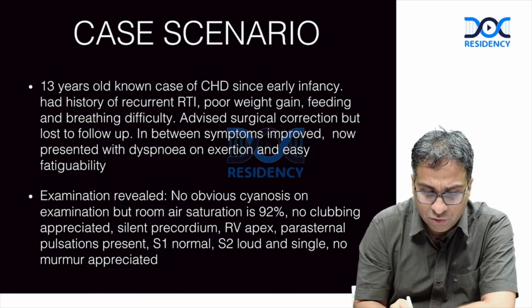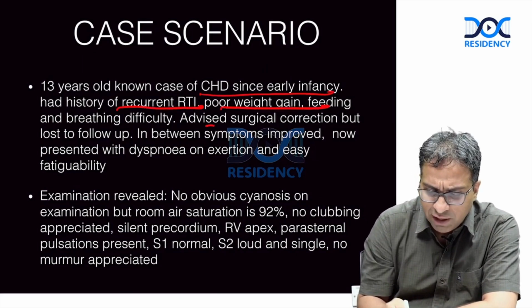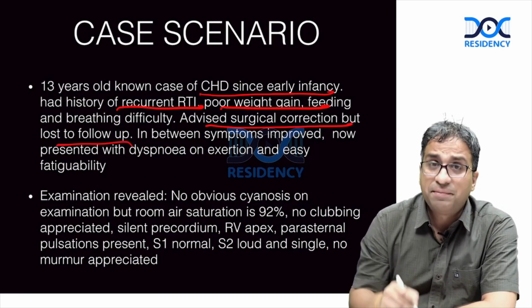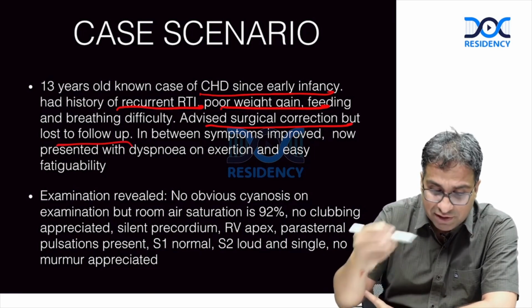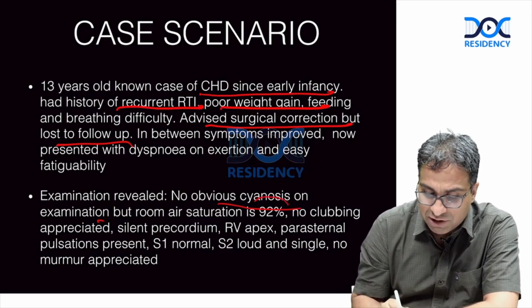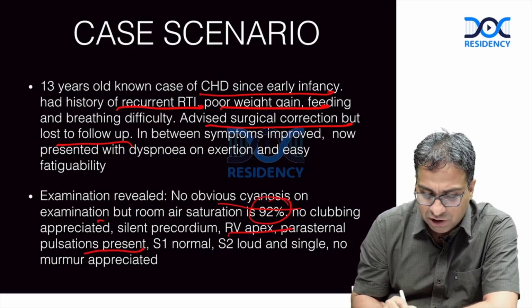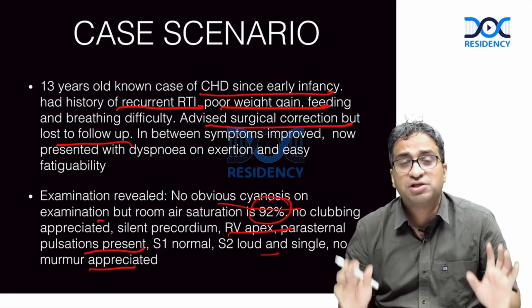Now, a 13-year-old known case of CHD. History of recurrent RTI, poor weight gain, advised surgical correction but lost to follow-up. In between, symptoms improved, now presented with dyspnea on exertion, easy fatigability. No obvious cyanosis on examination but room air SpO2 is 92%, no clubbing, RV apex, parasternal pulsation loud, single second heart sound, and no murmur appreciated. Second heart sound is loud.